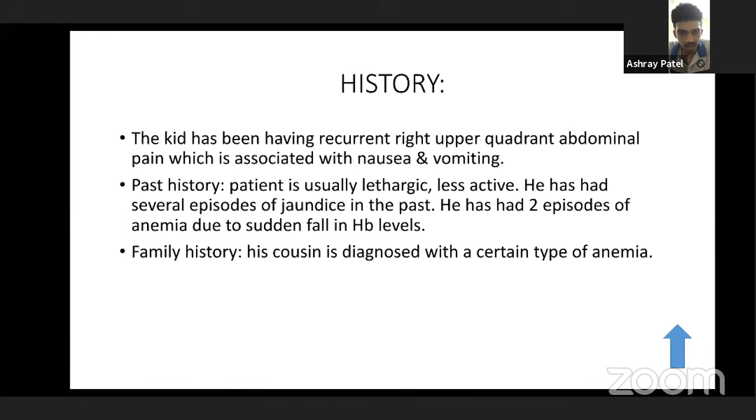So this is the history. The kid has recurrent right upper quadrant pain, which is associated with nausea and vomiting. Past history suggests the patient being lethargic, less active. He doesn't involve in usual play activities. He's had several episodes of jaundice in the past, and he has had 2 episodes of sudden fall in hemoglobin levels for which he underwent transfusion. Family history shows that his cousin is diagnosed with a certain type of anemia. So this is the history. With this history, can you make out something?